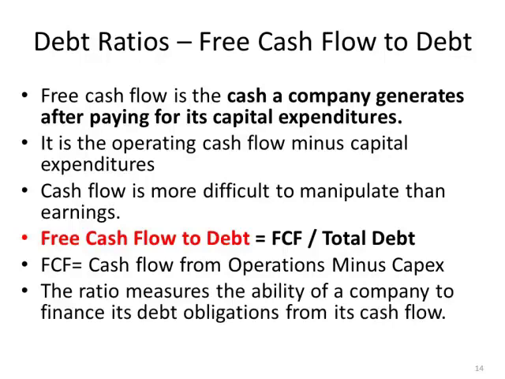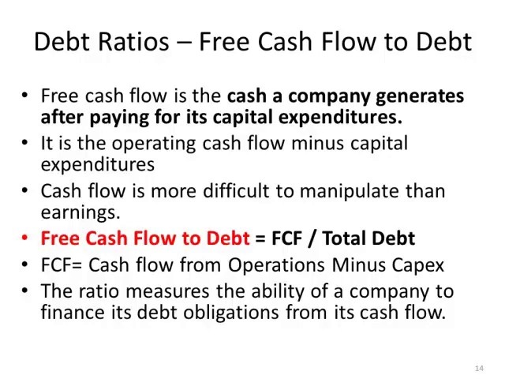And what is this ratio actually measuring? Well, this ratio measures the ability of a company to finance its debt obligations from its cash flow. So previously we looked at interest coverage, and that was looking at the company's earnings relative to its interest expense, or how much it had to pay. So this is kind of looking at something similar, although the calculation is different.